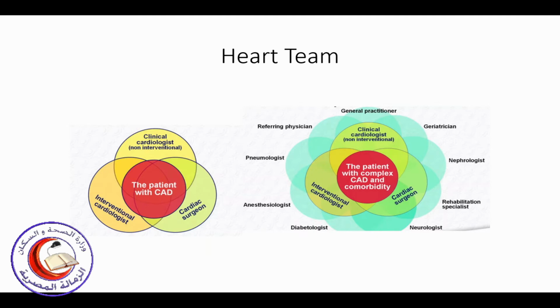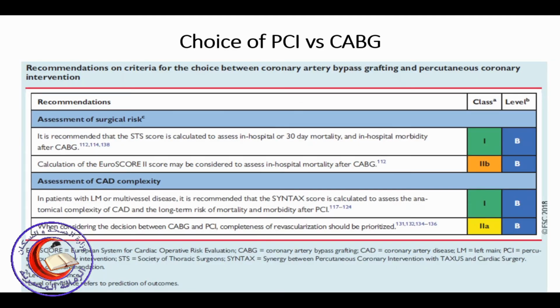A lot of us are a little bit well to do with the Euroscore 2, which is class 2B, but the most important to assess in hospital or 30-day mortality and in hospital mortality as a class 1 is the STS score. This is very important to assess the surgical risk if the patient is going to surgery. But further before that, we should also assess the complexity of the coronary arteries. Is it multivessel, bifurcation, if the patient is diabetic, left main? And this is very importantly done by a landmark trial called the syntax trial, and they showed us the syntax score. And this is also class 1.